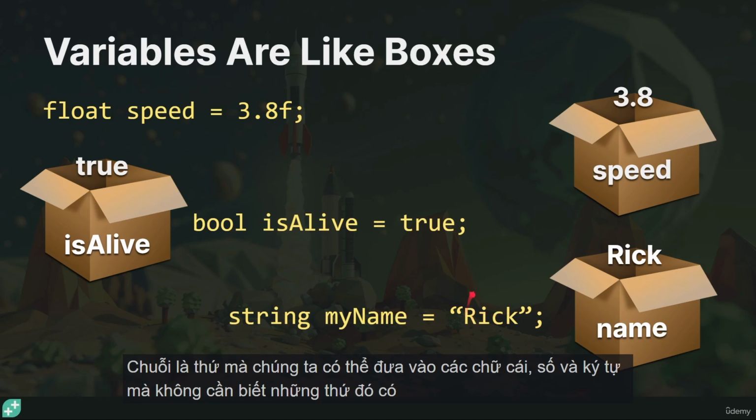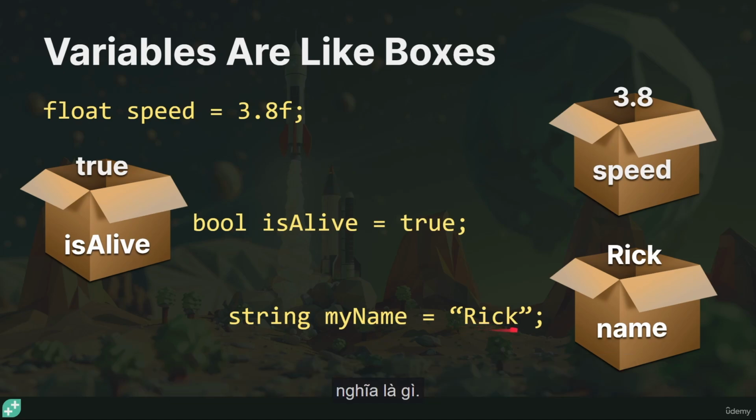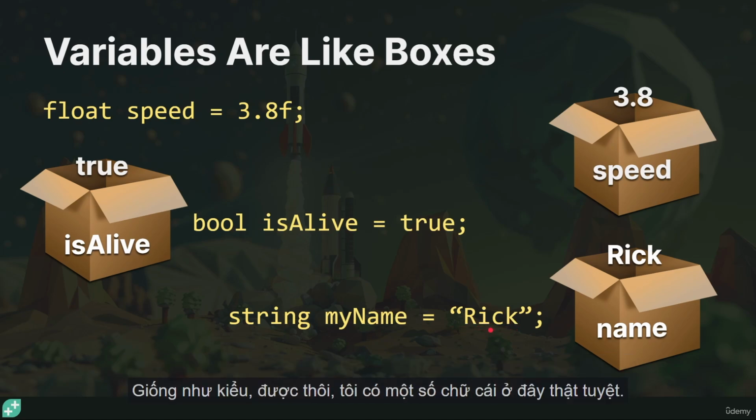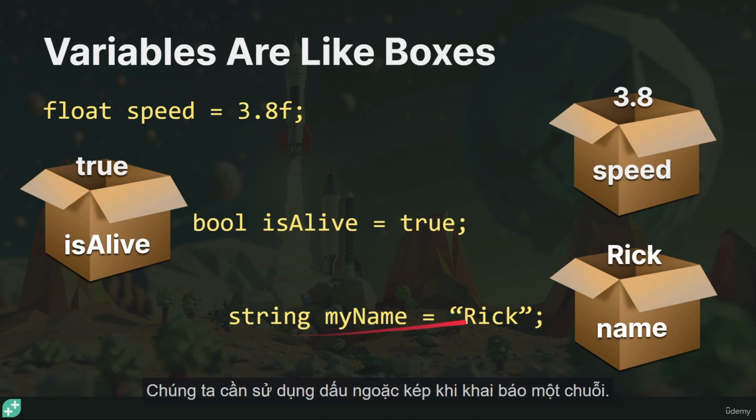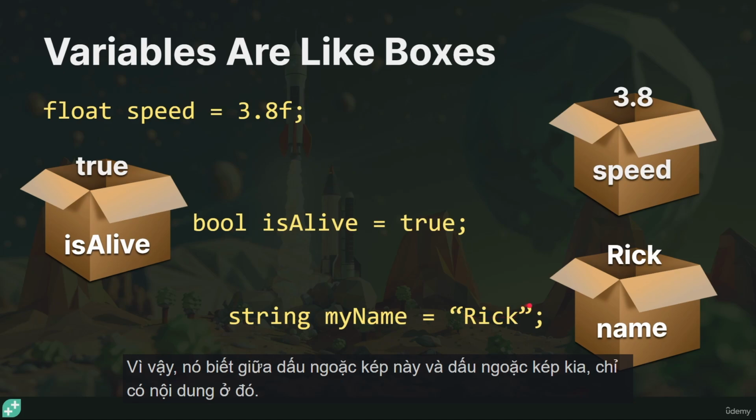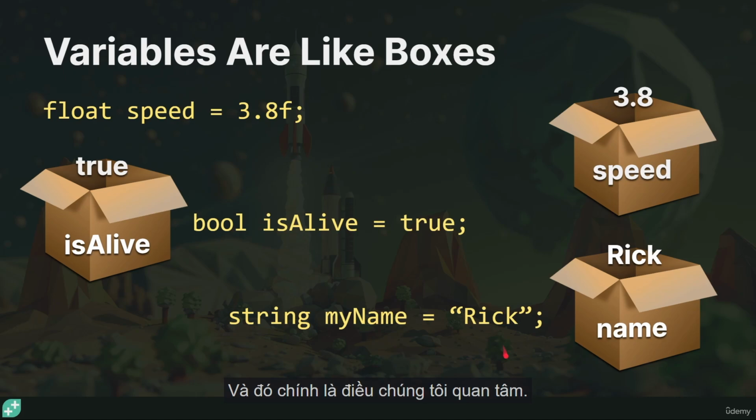Strings are so we can just put in letters and numbers and characters in there. Unity doesn't know what those things mean. It doesn't know that I'm a Rick. It's just like, okay, I've got some letters in here, that's cool. And we declare it a similar way. We need to use the quotation marks when we're declaring a string, so it knows between this quotation mark and that quotation mark there's just stuff in there, and that happens to be something that we're interested in, and that is, in this case, my name of Rick.